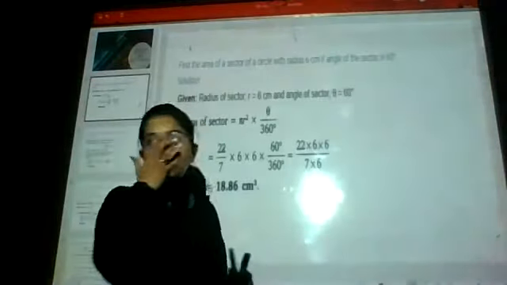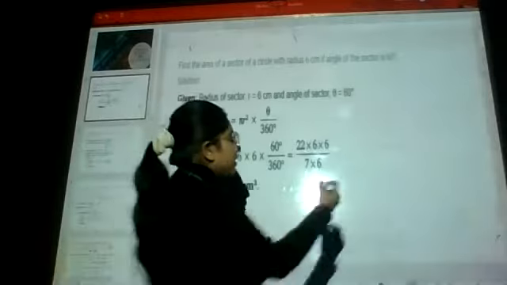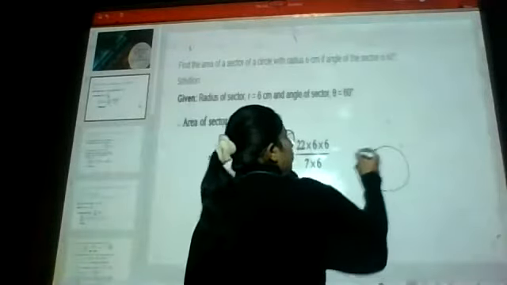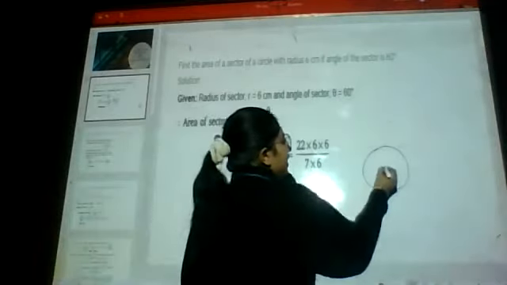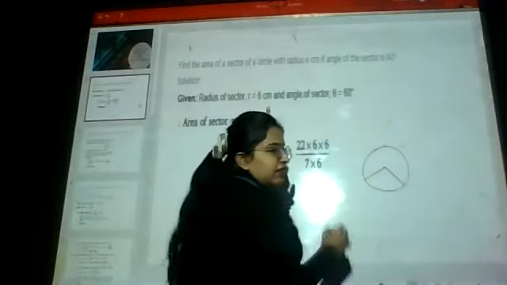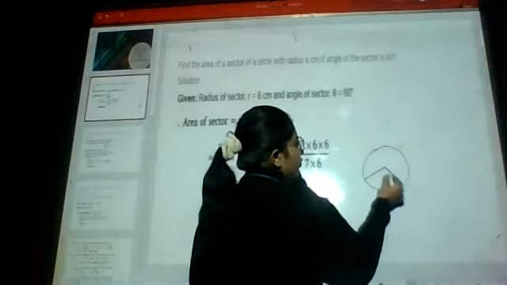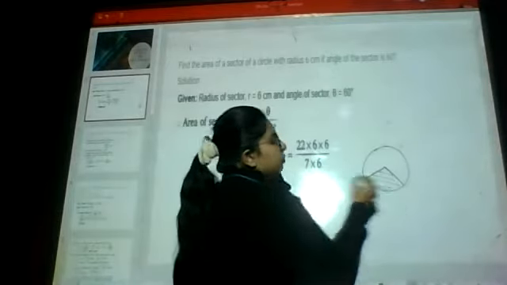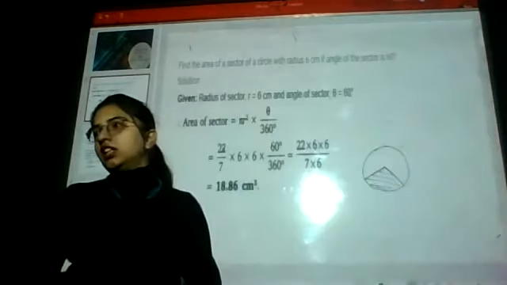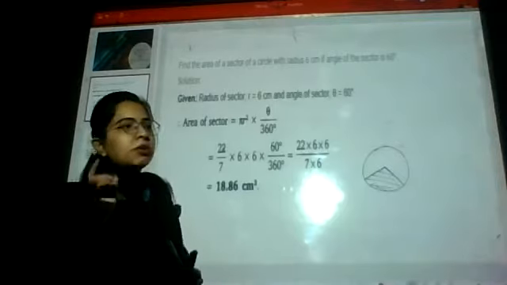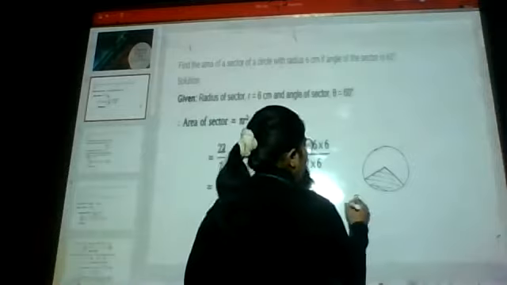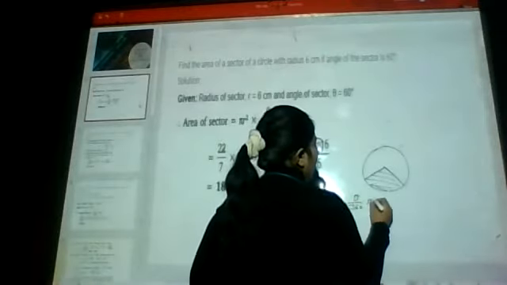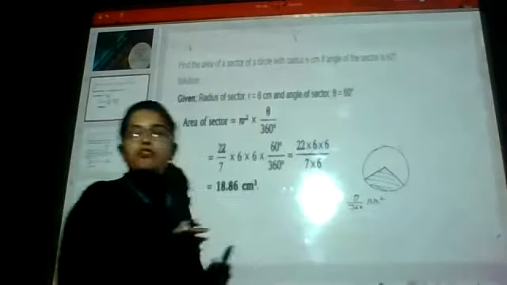First of all, you must know about the sector, right? The region between two radii of a circle is considered as a sector of the circle. If this is a radius and this one is also a radius, the region between these two radii would be a sector of the circle. And for the sector of the circle, you must know about two things. One thing is the formula, that is theta by 360 pi r square. Okay, this is the formula for sector.